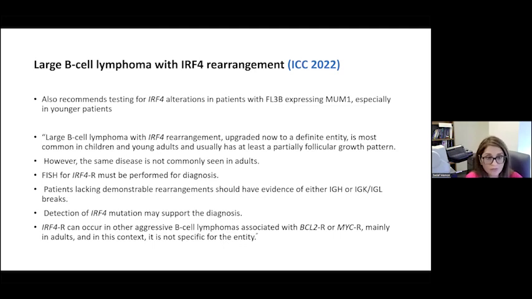FISH for IRF4 must be performed for diagnosis. So that is an essential criterion from WHO5 as well as from ICC 2022. Patients lacking the demonstrable rearrangement should have evidence of either IgH or Ig kappa, Ig lambda breaks. So detection of IRF4 mutation will support your diagnosis. IRF4 rearrangement can occur in other aggressive B-cell lymphomas associated with BCL2 rearrangement or MYC rearrangement, mainly in adults. And in this context, it is not specific for this entity.